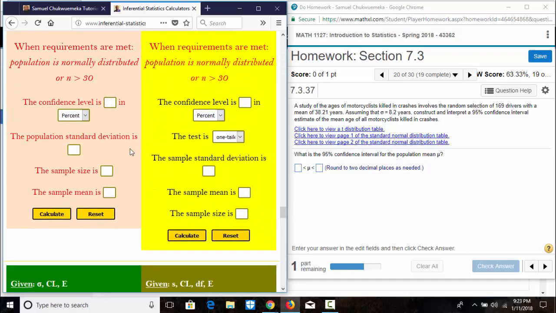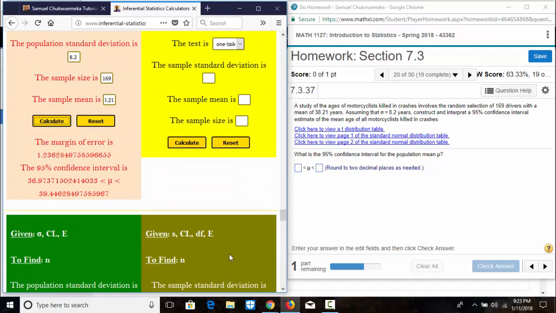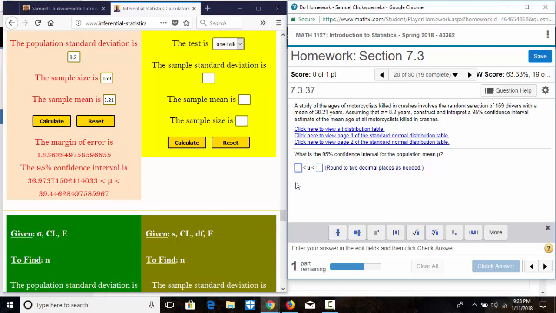The confidence level is 95%. Population standard deviation is 8.2. Sample size is 169. Sample mean is 38.21. Calculate. The lower bound to two decimal places is 36.97 and the upper bound to two decimal places is 39.45. Okay.